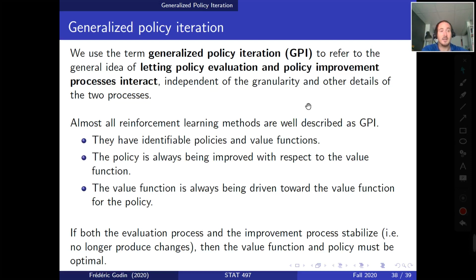And exactly the same as we saw, if in this process, eventually your value function and your policy stabilize, and you're not able to improve on them anymore, then it means that you've reached optimality. So at some point, you know you are at or very close to the optimal value function and the optimal policy.